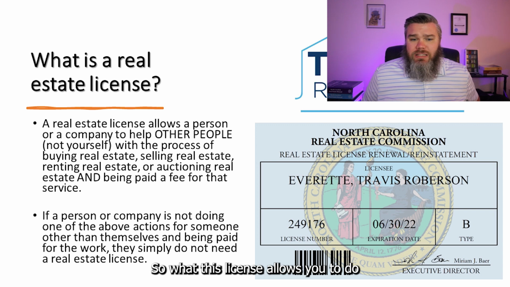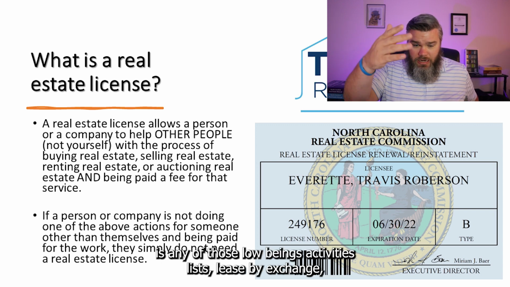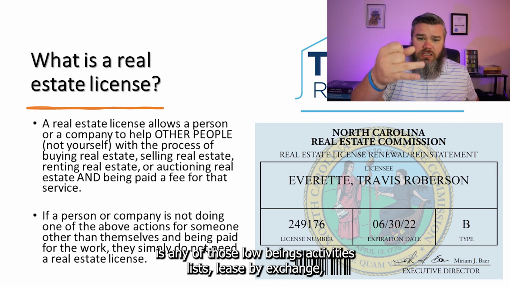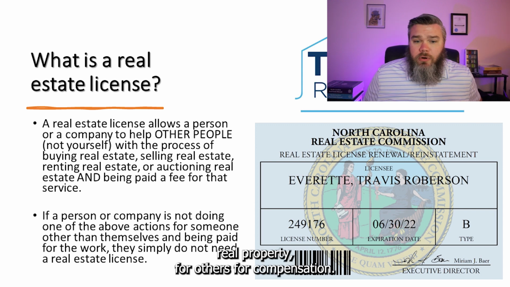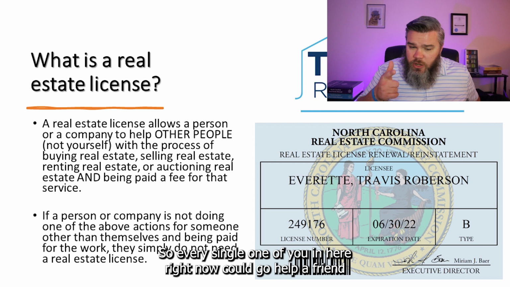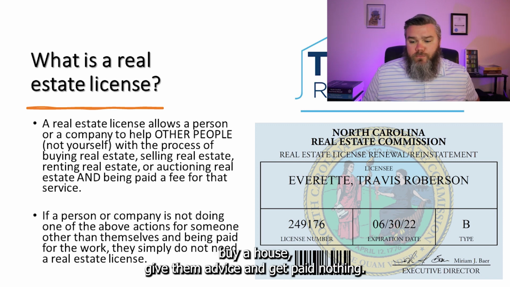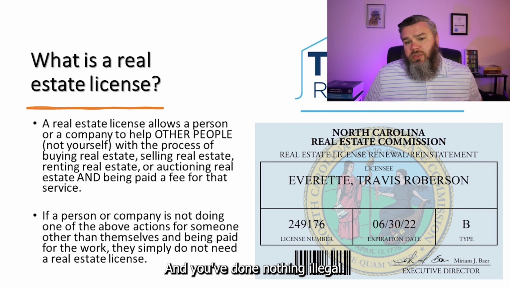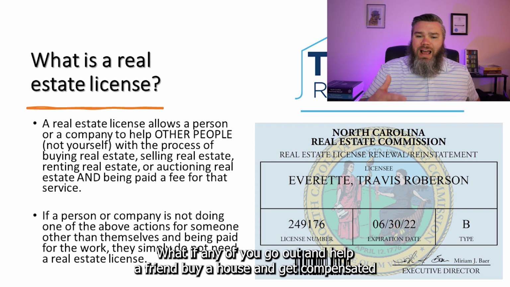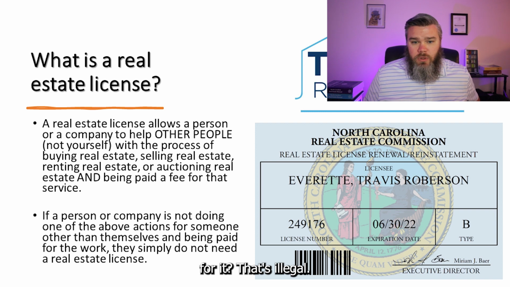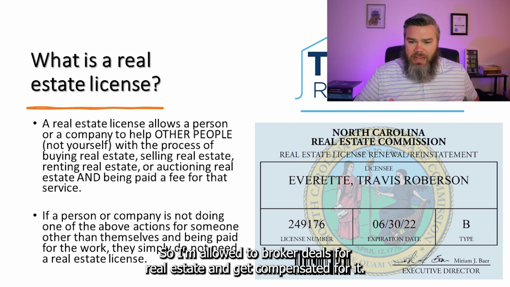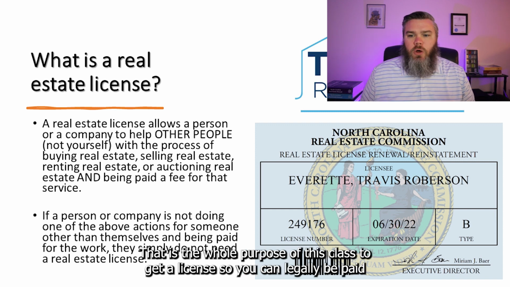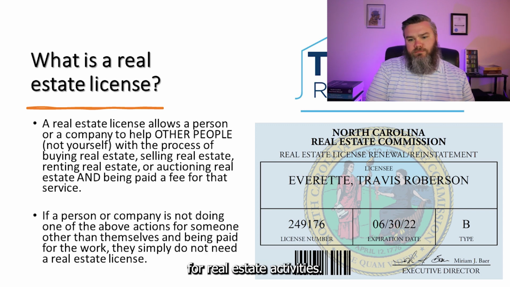So what this license allows you to do is any of those LL-BEANS activities: list, lease, buy, exchange, auction, negotiate, sell, and I promise there's going to be a slide for this. Real property for others for compensation. So every single one of you in here right now could go help a friend buy a house, give them advice, and get paid nothing, and you've done nothing illegal. But if any of you go out and help a friend buy a house and get compensated for it, that's illegal. I can do that. Why? Because I have a broker's license. So I am allowed to broker deals for real estate and get compensated for it. That is the whole purpose of this class. To get a license so you can legally be paid for real estate activities.